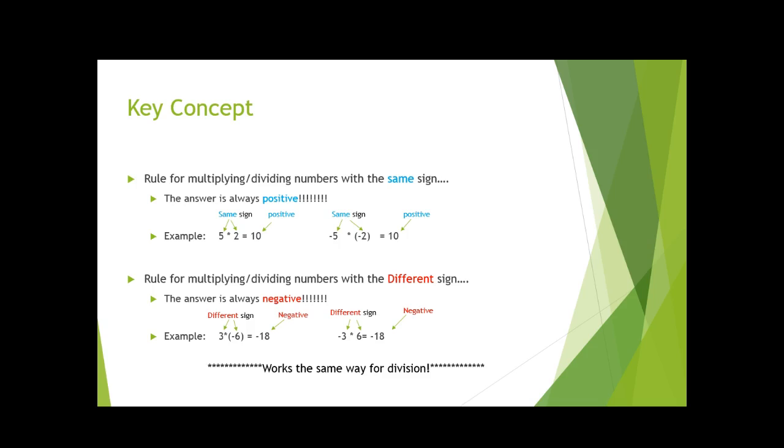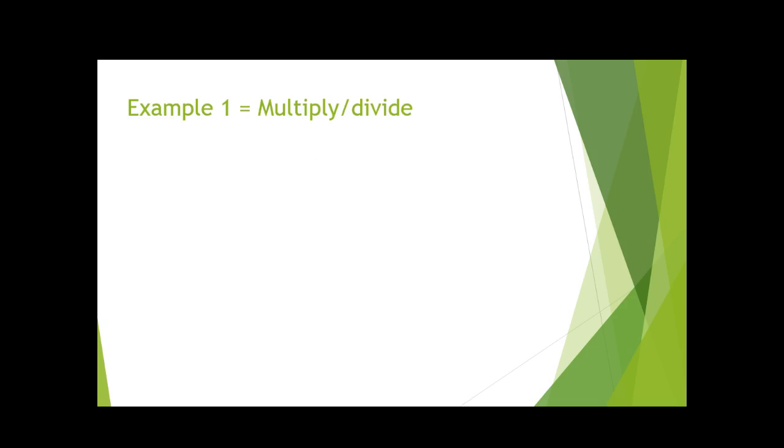It works the same way for either multiplication or division, and that makes it really easy to remember. So let's try example 1. We're going to multiply and or divide, starting with negative 9 times negative 4. A negative times a negative is a positive because they are the same sign. That means that the answer is positive. 9 times 4 is 36.